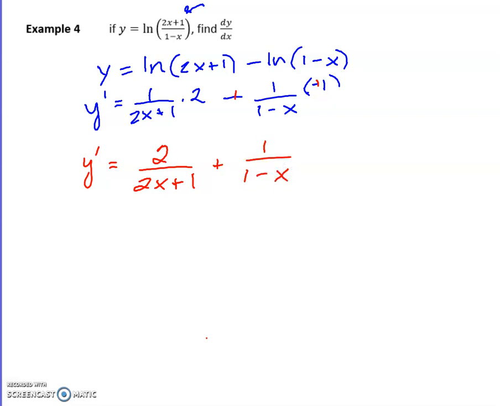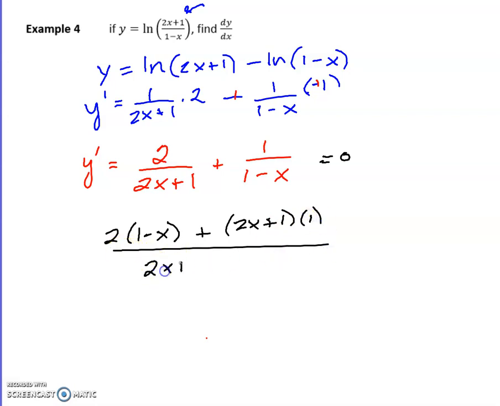Again, if I needed to set this equal to 0, let me just show you real quick. I know I didn't ask it, but let's look. Then I'd have to make common denominators. So like I'd have to multiply this guy by 1 minus x. This would get multiplied by a 2x plus 1, which is easy because it's 1. And then it would all be over this.